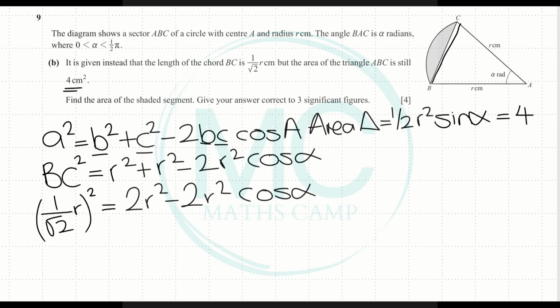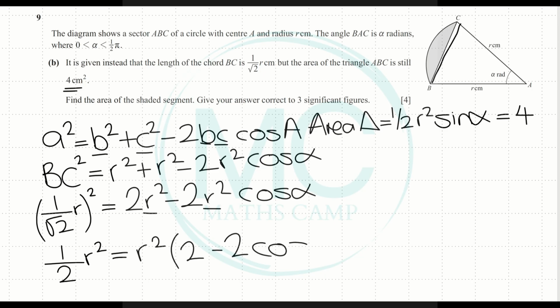On the left, let's expand the bracket. 1 squared is 1. Square root of 2 squared gives me 2. So I have r squared is equal to, on the right, 2 terms with r squared. So let's take them out as a common factor. I have r squared, open my bracket, 2 minus 2 cos alpha. And now these r's will cancel out. And this is going to allow me to find the value of alpha.